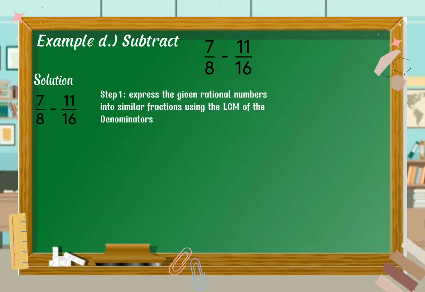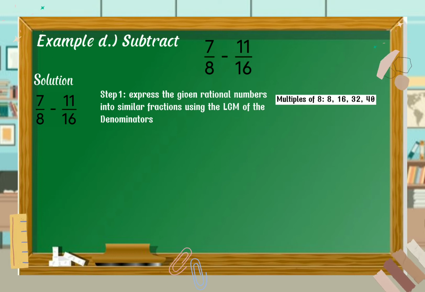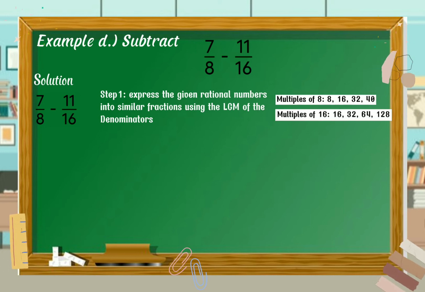Let's find the LCM of our denominators 8 and 16. Here we have the multiples of 8, which is 8, 16, 24, 32, and 40. And the multiples of 16 are 16, 32, 64, and 128. As we observed, 16 is our least common multiple.